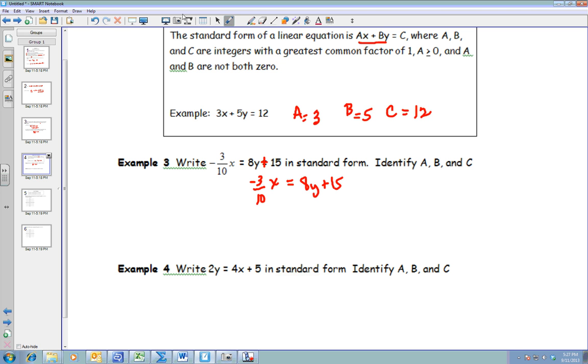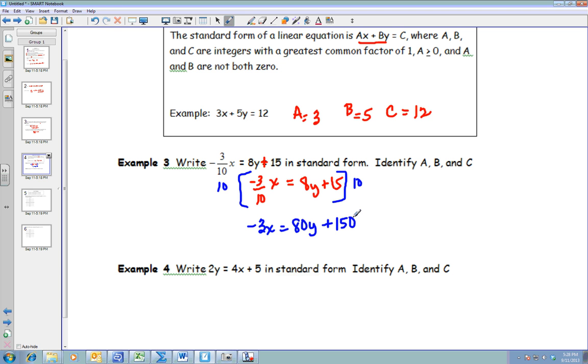We can't have fractions in our answer, so we need to get rid of that 10. And the way we're going to get rid of that 10 is we're going to multiply every single thing by 10. So this one, do you see my 10s will cancel? And I have negative 3x. If I multiply this side by 10, I get 80y plus 150.